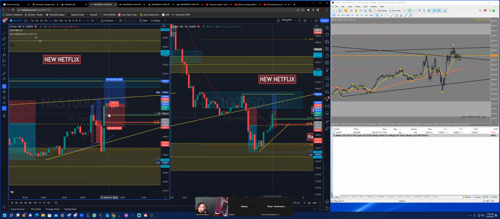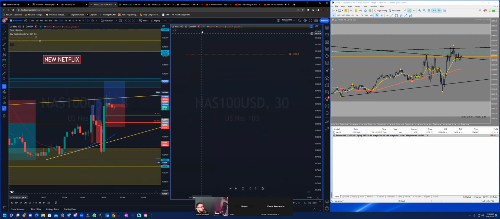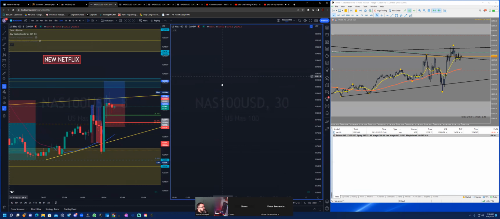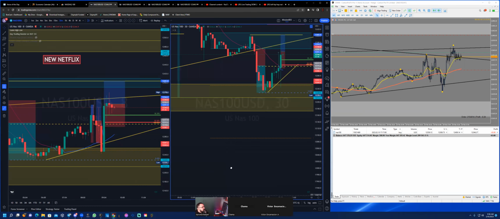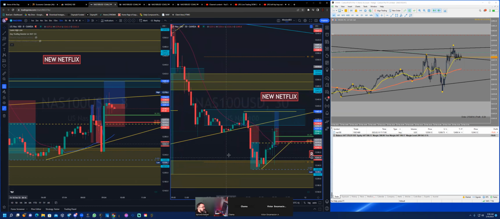In the trade management. Okay, so the trade management is based on rules. The trade entries are based on rules. What is the trade management? The trade management means how long do we stay in? When do we get out?